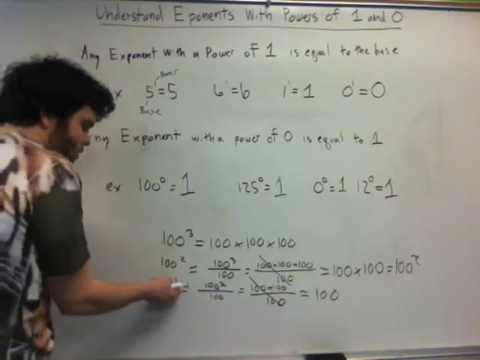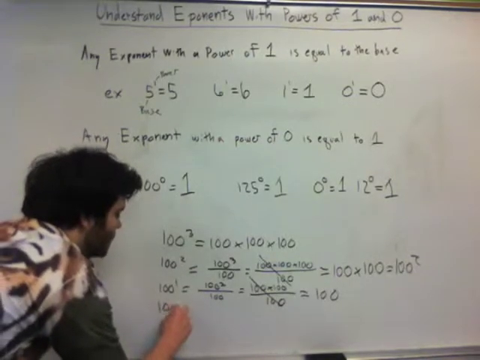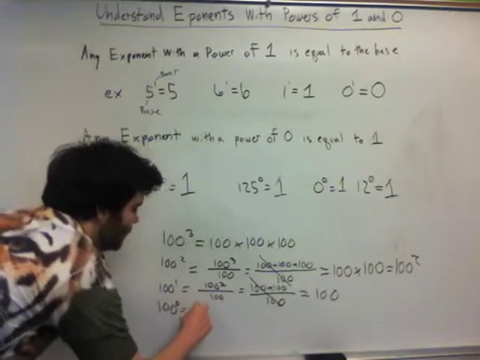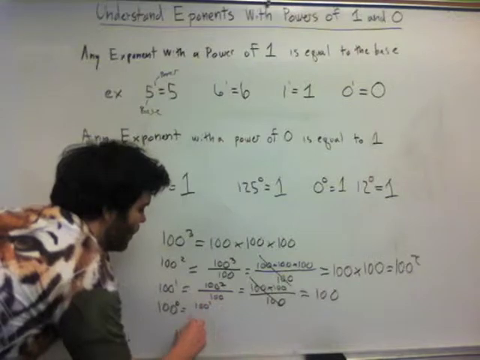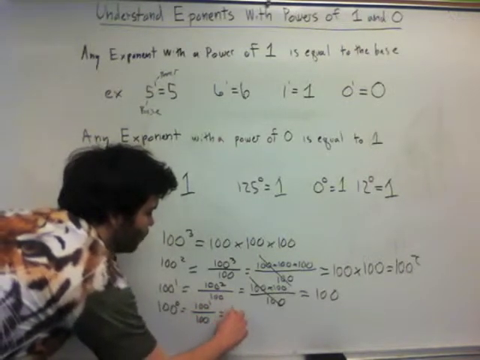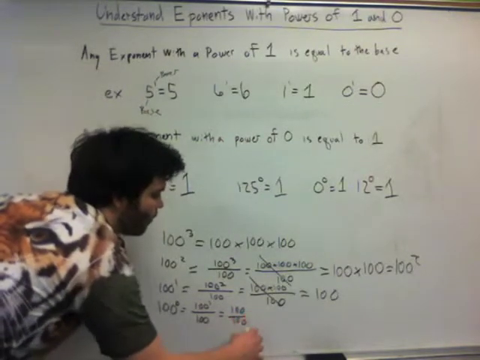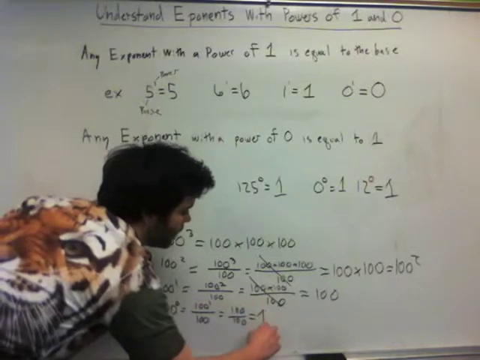We're going to be able to divide 100 to the 1 by 100. So we move down, we say 100 to the 0 is going to be equal to, well, it's equal to 100 to the 1 over 100. Well, that's just equal to 100 over 100. And 100 over 100, well, that's equal to 1.